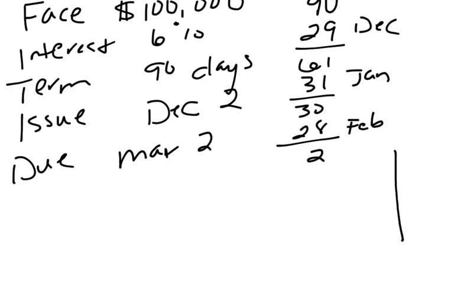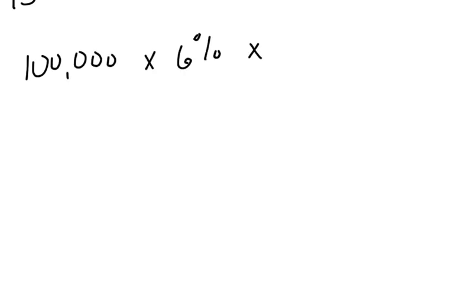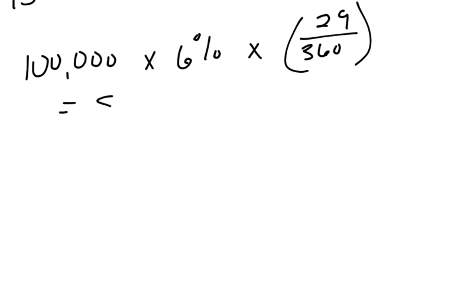So let's do our interest calculation. All right, remember principal times rate times time. So the principal is $100,000. The rate is 6%. And the time right now is 29 days over 360 to figure out just those days. And that comes to not a nice even number, unfortunately. It comes to, if I round, 483.33 for those 29 days. Again, do this calculation for yourself. Double check it. Make sure that you have that right.